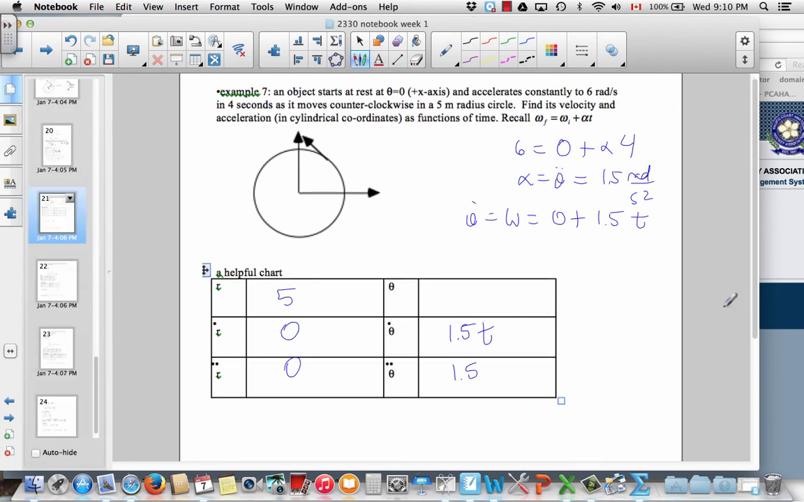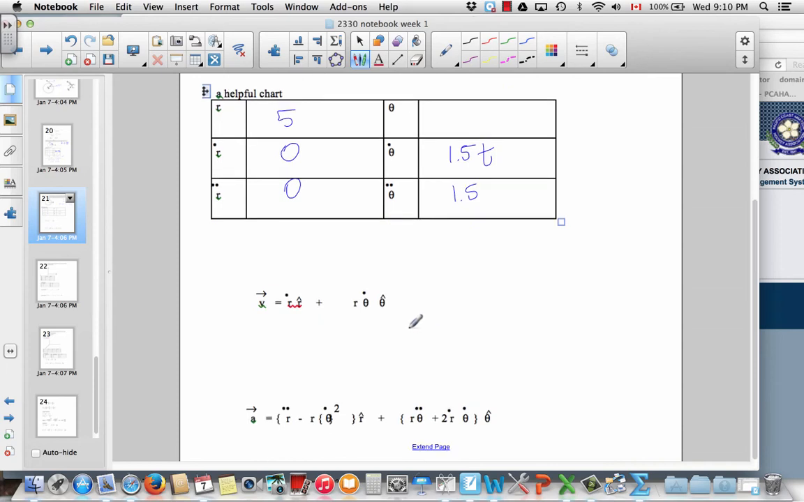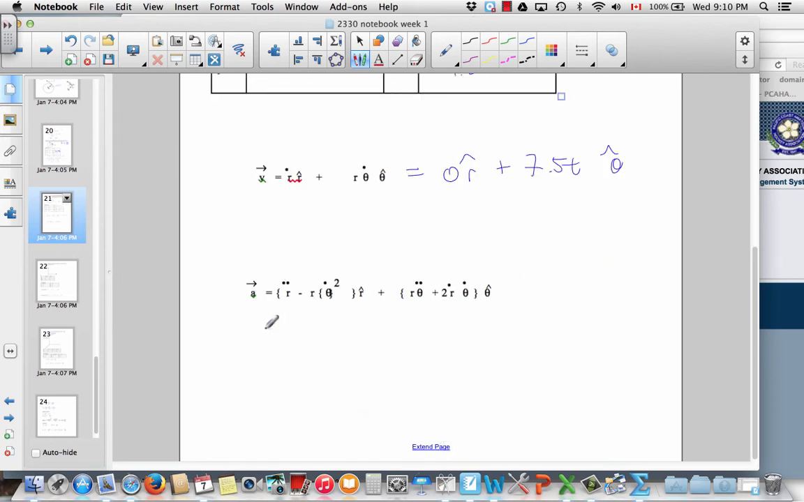Okay, so now let's state the velocity here. So again, there's going to be nothing radially, and then it's going to be r theta dot, which is 5 times 1.5 t. That's going to be 7.5 t in the angular direction. So it goes faster and faster and faster with respect to time. That makes sense. Next, let's state the acceleration.